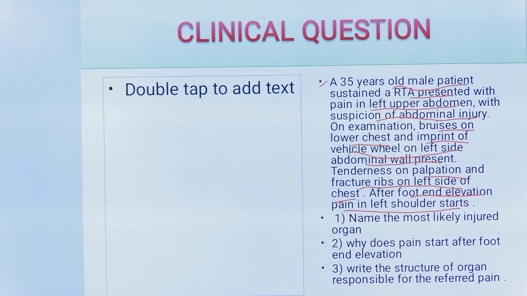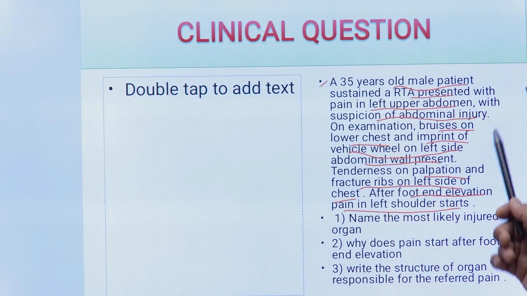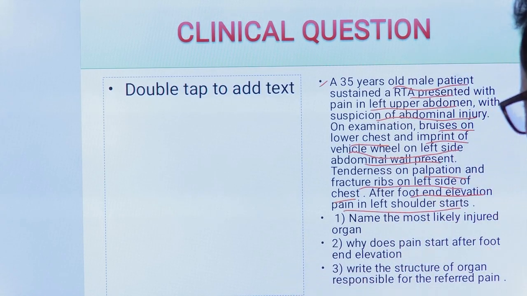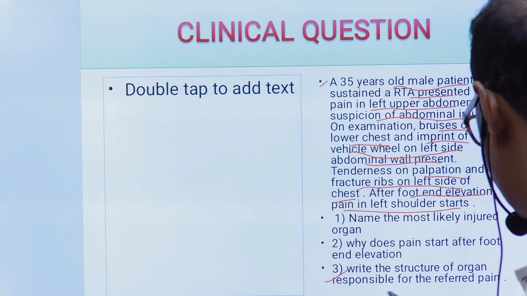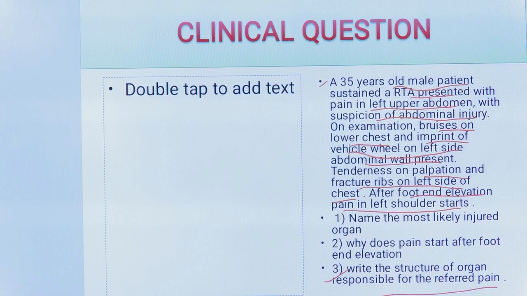So the structure most likely to be injured is the diaphragm. Why does the pain start after foot end elevation? The foot end will be elevated and there is more pressure over the diaphragm, so the patient will get more pain. The structure responsible for the referred pain is the phrenic nerve, and the pain will be felt over the left side of the neck and the shoulder joint. So this is all about the diaphragm. Thank you.